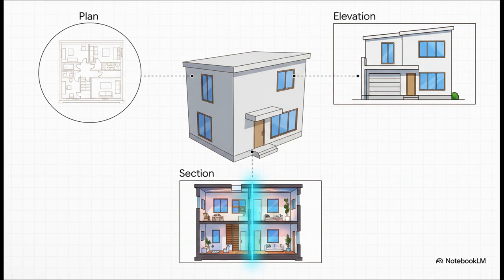A plan is the view from the top down, like you're a bird. An elevation is looking at it from the front or the side. And a section, this one's my favorite, it's like you've taken a giant knife and sliced the building right in half to see all the juicy details inside. Together, they give the builders a complete, totally measurable picture.